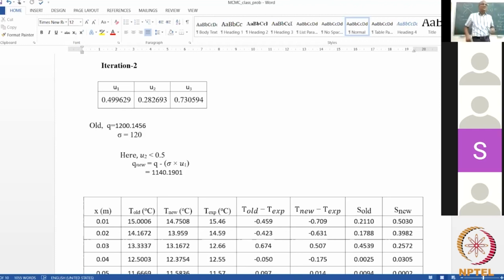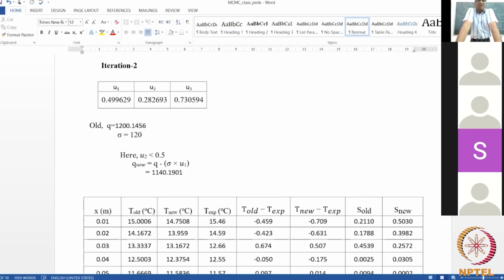Better if everybody takes 10%, it's easy for us to evaluate. All right. Now, the second random number is less than 0.5. So what Suraj is saying is the Q new will be equal to the Q old 1200.1456, using this minus sigma into the first random number. So you got a sample which is 1140. Please note that the new sample can lie only between 1080 and 1320.